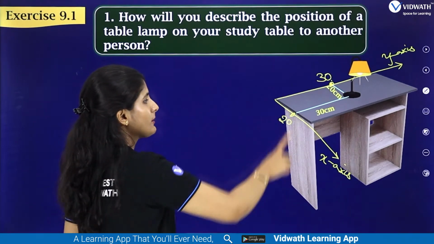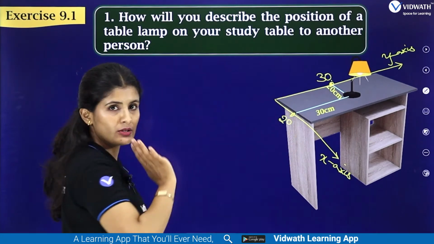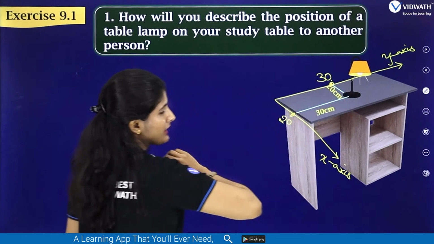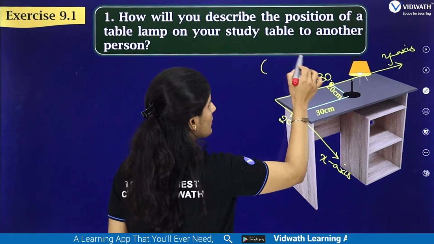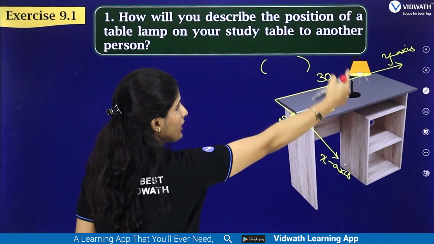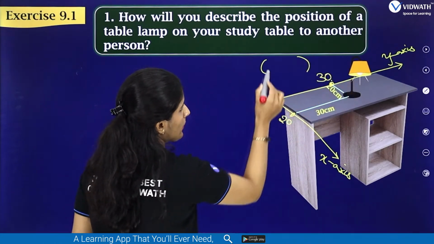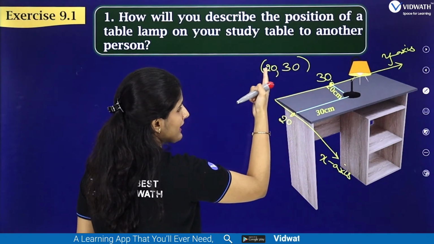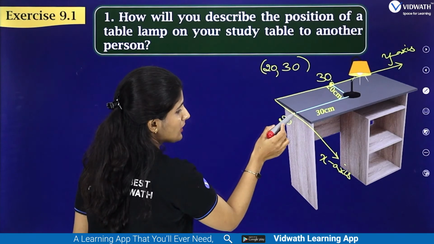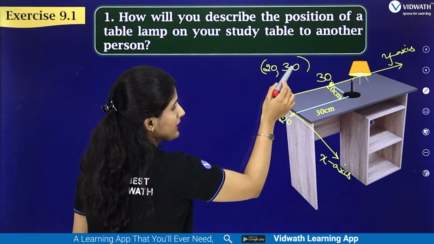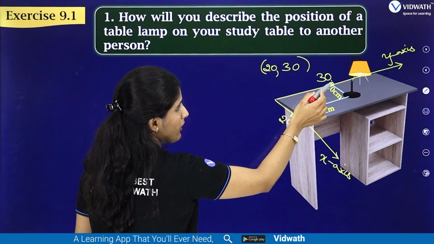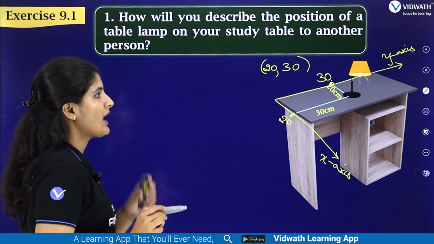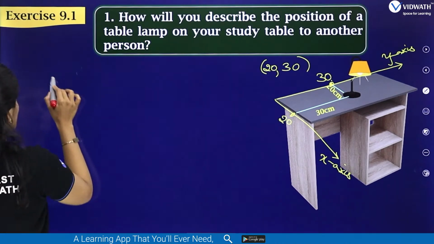At these 2 points, the perpendiculars meet the 2 axes. Therefore, in this particular example, I can write the coordinates of the position of this lamp as 20, 30. 20 will be our x coordinate, that is the point on the x-axis, which is 20. 30 will be our y coordinate, that is the point on the y-axis, which is 30. Clear, students? So how will we answer this?